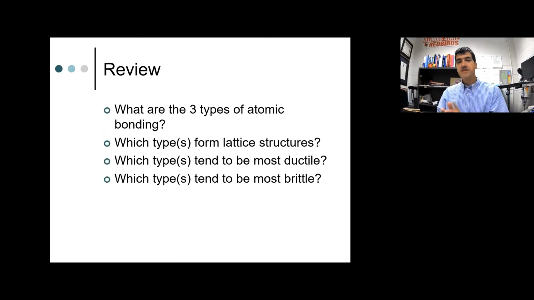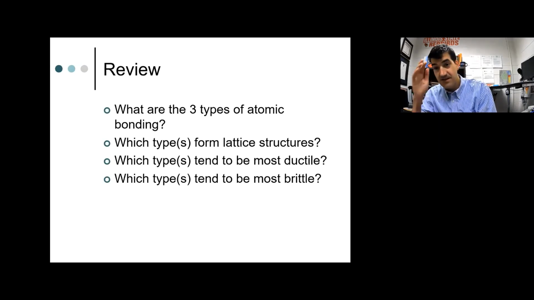So a review. I would be asking you this if we were in a class together. Review, make sure that you know the 3 types of atomic bonding, and you can tell me some of the properties. You should be able to tell me which types form lattice structures, which types tend to be more ductile, and which types tend to be most brittle.